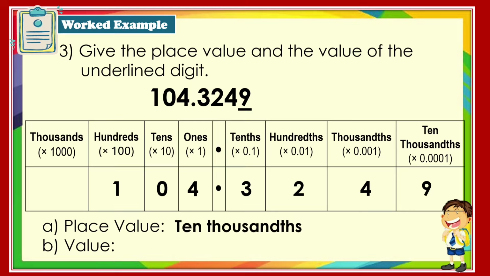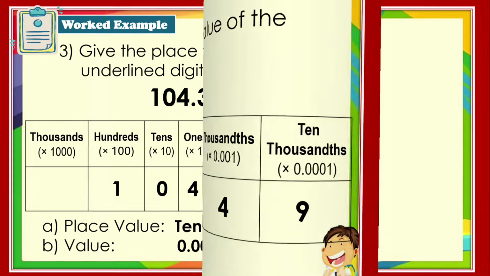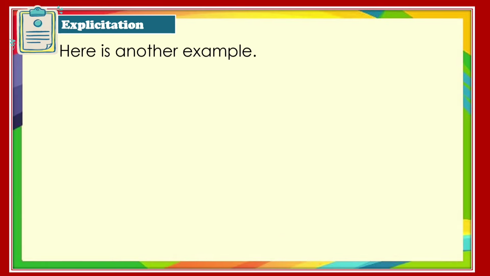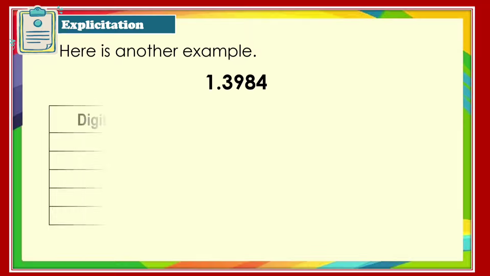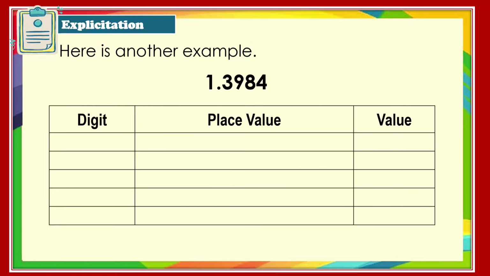And then the value, just multiply 9 times 1 10,000. So the answer is 9 10,000s. Here's another example. The number is 1 and 3,984 10,000s. So let's give the digit, the place value, and the value of the number.